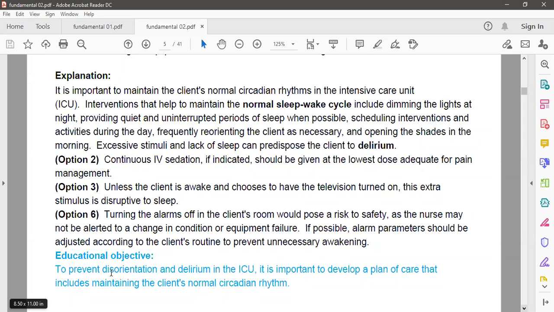So to prevent disorientation and delirium in the ICU, it is important to develop a plan of care, right? Give them comfort that includes maintaining the client's normal bodily rhythm.